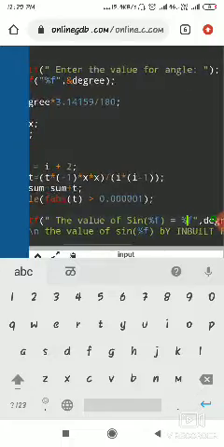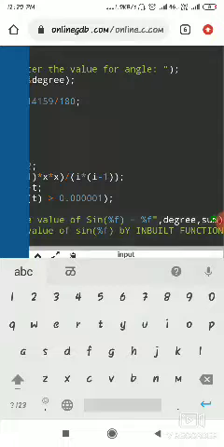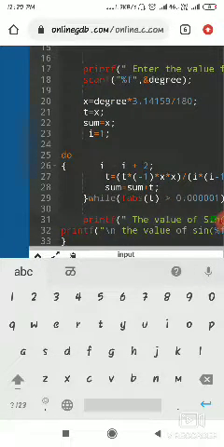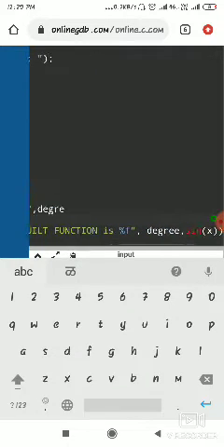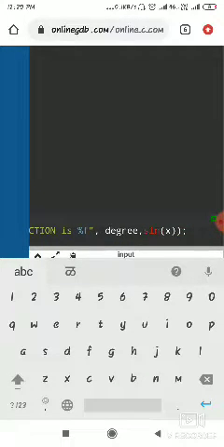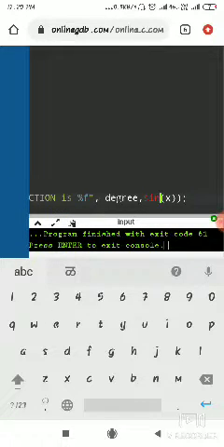The first value is from our end, the value of sin of percentage f. Here it is the value in degrees because the user has given the angle in degrees, and the second one is my sum because sum is holding the actual result. In the second printf statement, I have used backslash n, the value of sin of percentage x by inbuilt function is percentage f. Please kindly see what I have used here. This is a very important thing. Okay, so I have used here the sin of x function.